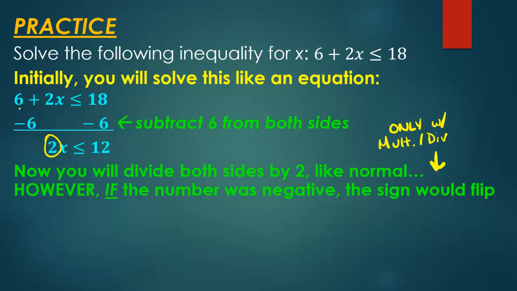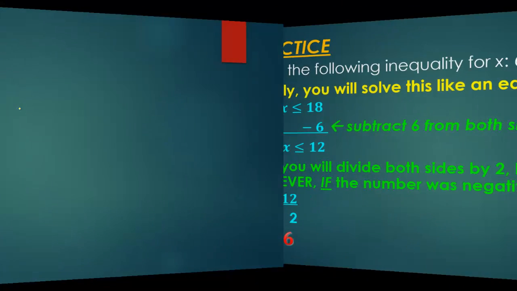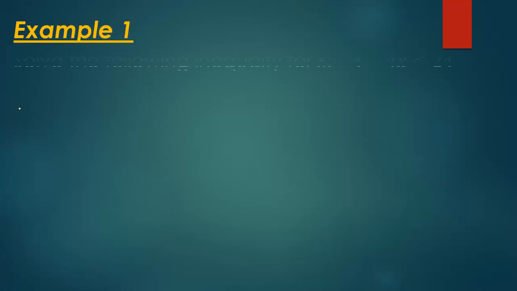But in this case, the 2 is positive. So when we divide both sides by 2, we end up with x is less than or equal to 6. Okay, the inequality sign doesn't change. All right, moving on to an example.